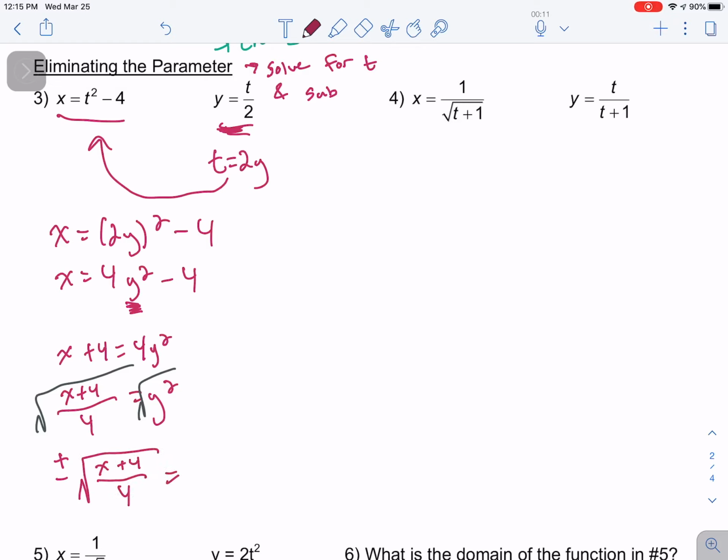Why don't you go ahead and look at 4 and try to do 4 on your own. Go and pause the video and hit play when you are ready.